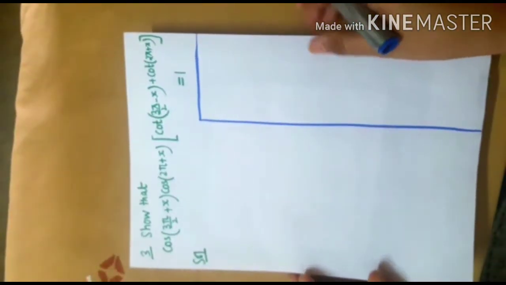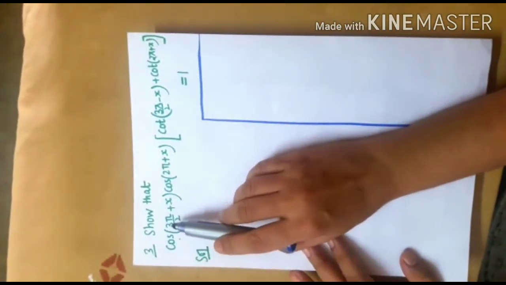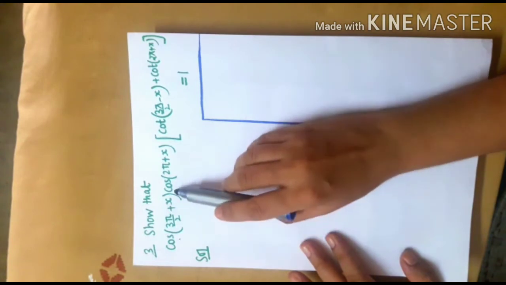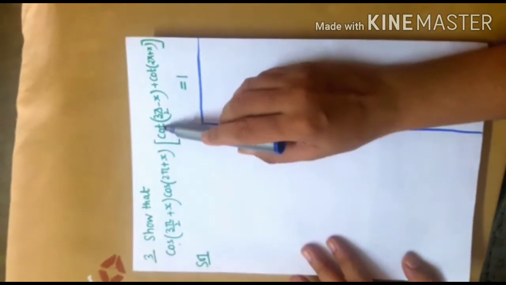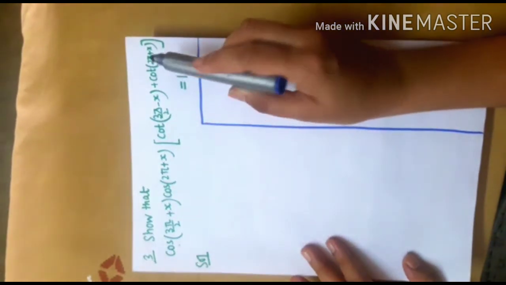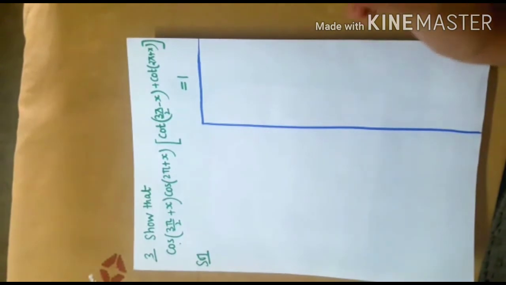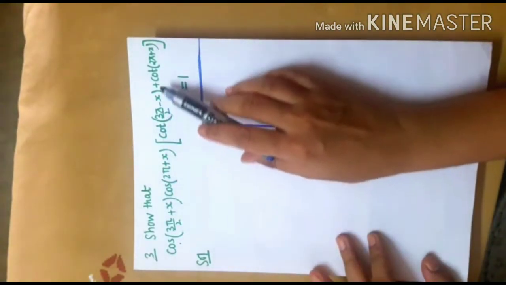Let's take another question. Show that cos 3 pi by 2 plus x into cos 2 pi plus x into cot 3 pi by 2 minus x plus cot 2 pi plus x is equal to 1. Yes, we will simplify these four things.